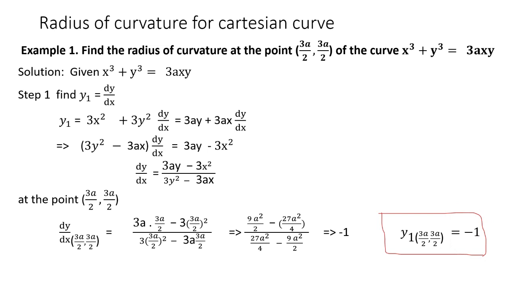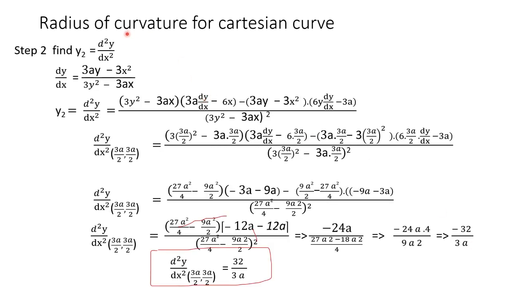Step 2, find y2 that is d square y by dx square. dy by dx is this, differentiating again, here division, hence quotient rule, keeping denominator differentiate numerator. In numerator 3a is constant and differentiation of y is dy by dx, minus differentiation of 3x square is 6x. Minus, keep numerator as such and differentiate denominator, 3y square is 6y dy by dx, minus, differentiation of 3ax is 3a, whole divided by denominator square.